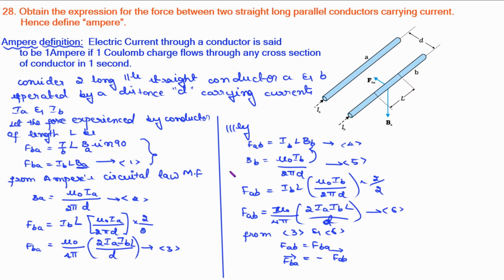In the next case, that is when you are going to write the FAB value, all the steps are similar, but the subscripts will be reversed. Here you have FBA, here you will have FAB. Here you have IB, here you have IA. Here L is the same. Here you have BA, here you will have BB. Similarly, the last step will be the same. This and this are the same. So vectorially, if you write, FBA is equal to minus of FAB.